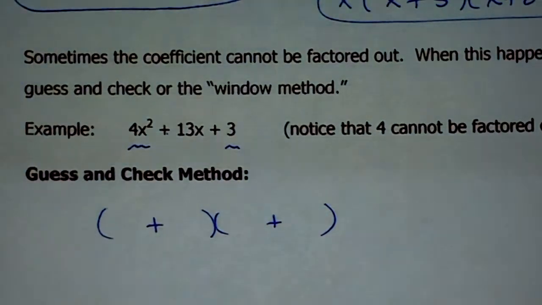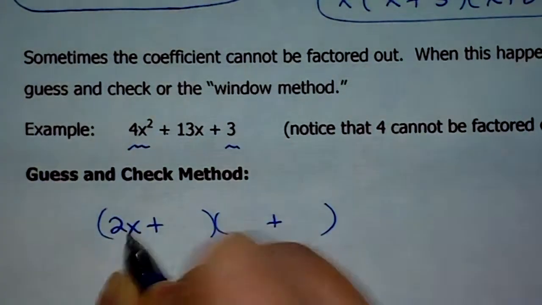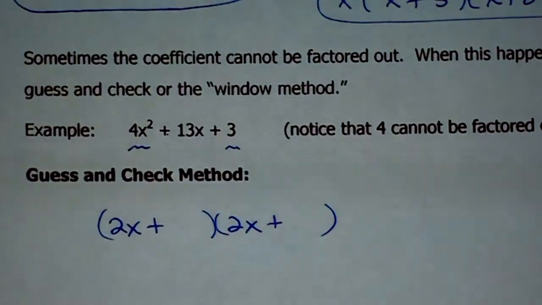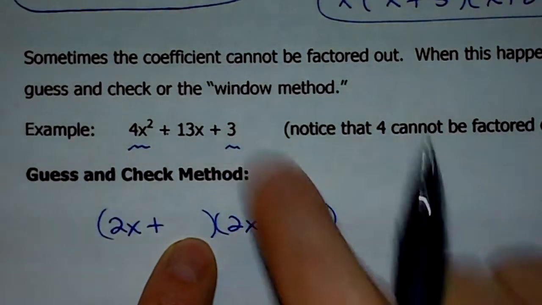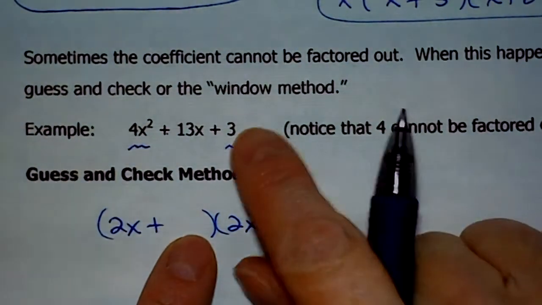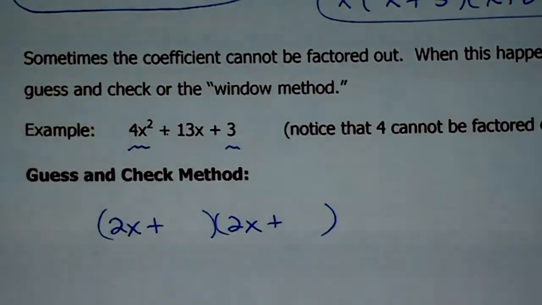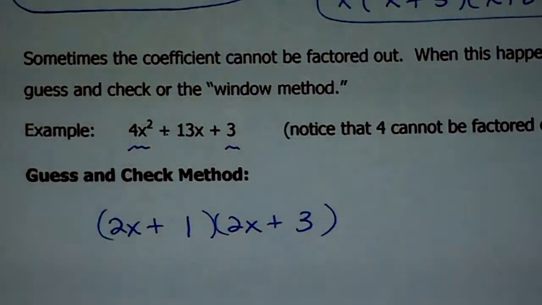So let's start off with 2x. If you take 2x and multiply that by 2x, you'd get that 4x squared, right? Now when you multiply the last terms, that gives you the c, right? So the factors of 3, there's just 1 and 3. So let's try 1 and 3. So that's the guess.